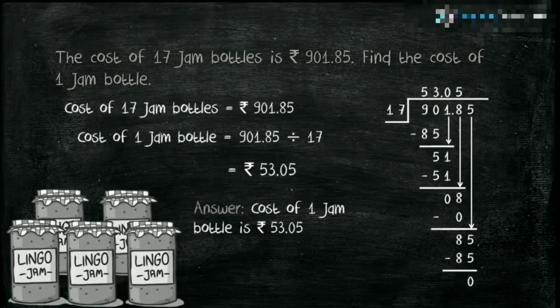Cost of 1 jam bottle is rupees 53.05. So students, in this video, we learned how to read and write rupees and paise, how to convert rupees into paise and paise into rupees. Then we also learned how to add, subtract, multiply and divide money.